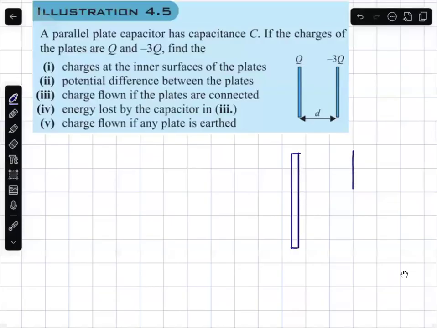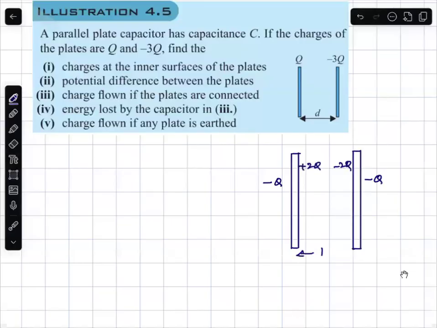Wait one minute. We will assume the entire arrangement as one single plate. What is the total charge of the system in that case? Minus 2Q. That will be distributed equally on the outside surfaces of the system. Step 1: now you conserve the charge. Now here it should be plus 2Q and here it should be minus 2Q.